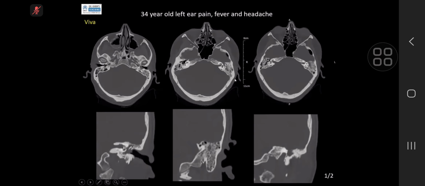So, axial CT images in bone window and cone down images of the ear, bone window in coronal sections. So, there's increased sclerosis of the bone of the. Don't worry about sclerosis. That is just because of the windowing. Don't worry about it. Right.